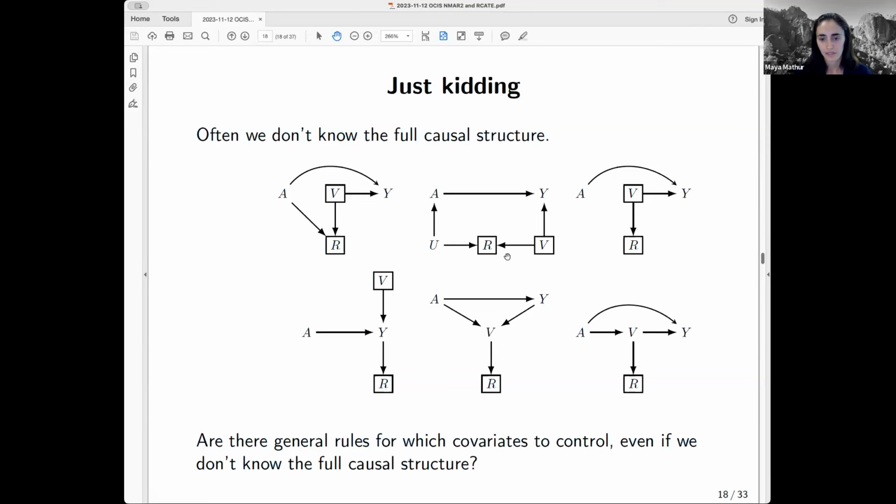But then there are also structures where R is actually d-separated from A. There are some where maybe R is just a descendant of the outcome, so this can have selection bias, or maybe R is a descendant of a common effect of the exposure and outcome, or maybe R descends from a mediator. So there are all these different possibilities, and in any given realistic setting, we may not actually know exactly which of these we're in. And so that's why we wanted to think up some general rules for which covariates to control, even if we don't actually know the full causal structure.